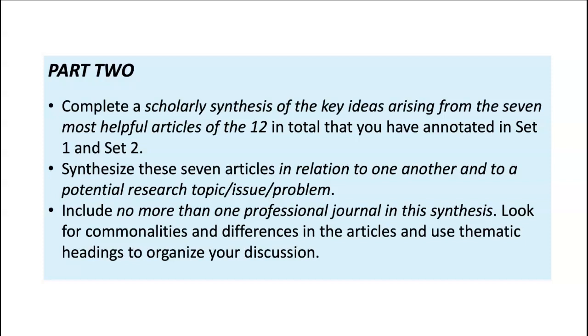You're going to synthesize those 7 articles in relation to one another and to your potential research topic, issue, problem. So it's sort of 2 barrels. That is, we're not just talking about it in relation to one another, but we're also talking about it in relation to the question or the issue that you're pursuing in your research. So keep that in mind, please. And you'll include no more than 1 professional journal in this synthesis. So while you can have 2 professional journals or ministry research reports for your annotations, you can only use 1 professional journal in this synthesis, or ministry research report if you choose that.